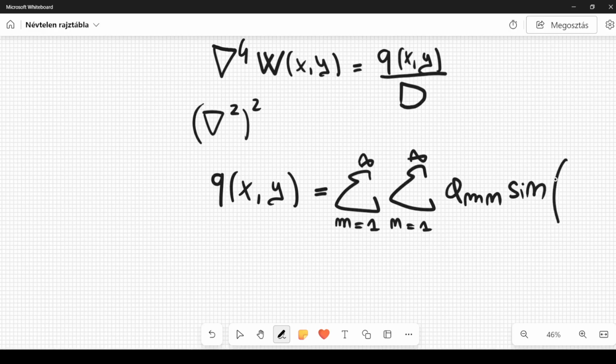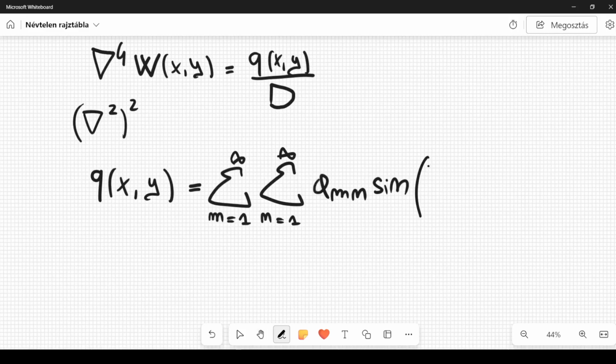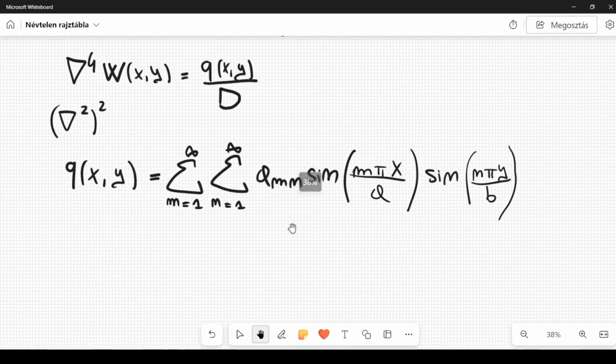Then we have two functions of x and y. So we have one function of x and the other one is a function of y. In particular, these functions are sinusoids. So we have the sine of m pi x over a and the sine of n pi y over b, like this.